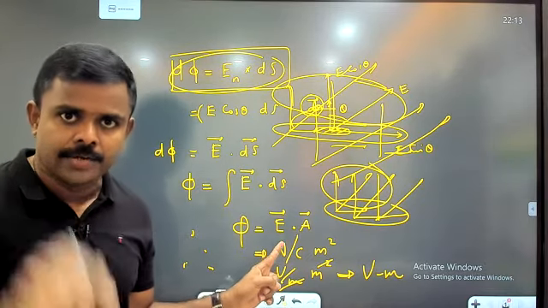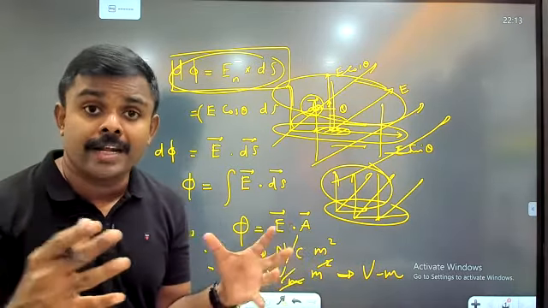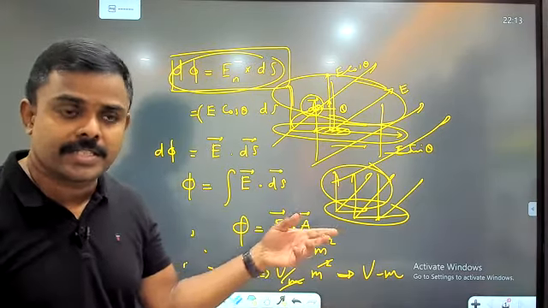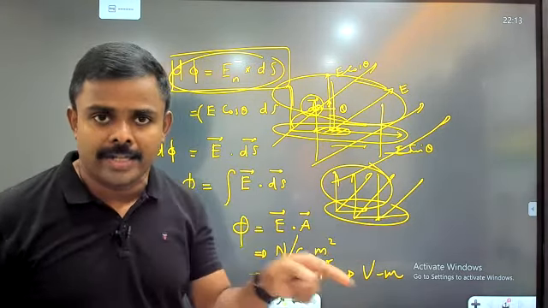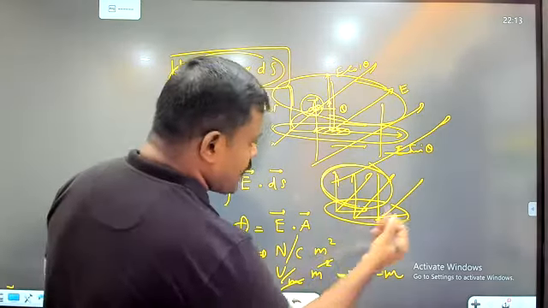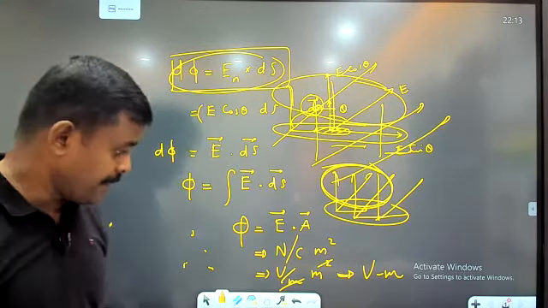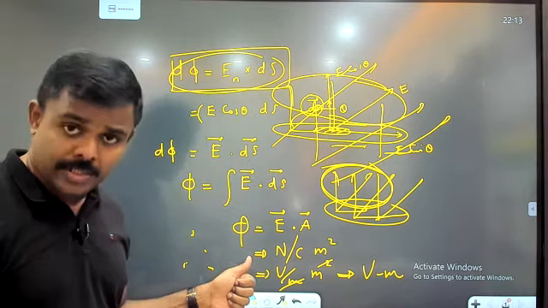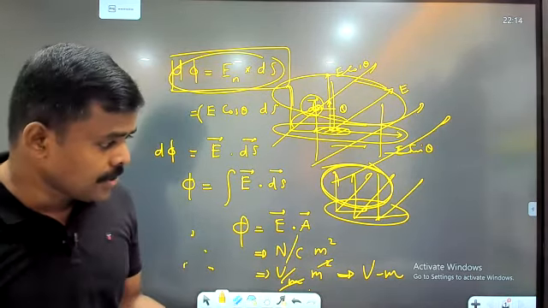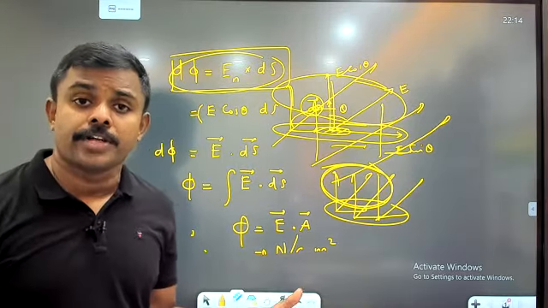Third one, flux is the sum of all the field lines. An assertion reason question: all the field lines' normal components are added, not tangential. They might give an assertion like, it's the sum of all tangential components. Is that correct? No. I told you all the normal components have to be added. If they say tangential components, that statement will be wrong. And the fourth question is Newton per coulomb meter square or volt meter. These are units of flux. So they might ask you, volt meter is the unit of what? Volt meter is the unit of electric flux.